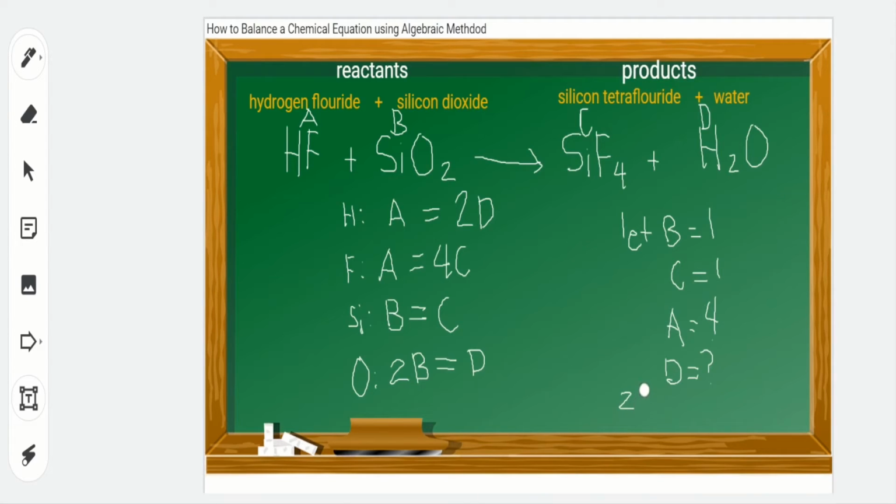2 times 1, which is B, is equal to D. Okay, so obviously, 2 times 1 is equal to 2. So, yung value ng ating D ay equal to 2. Okay, equal to 2. So, yung mga nahanap natin na value dito, okay, ito yung ating coefficient.